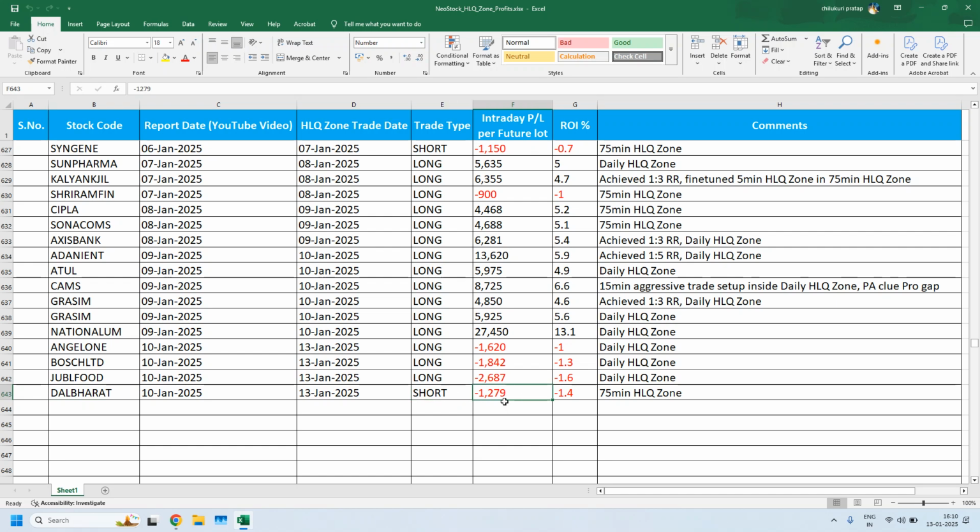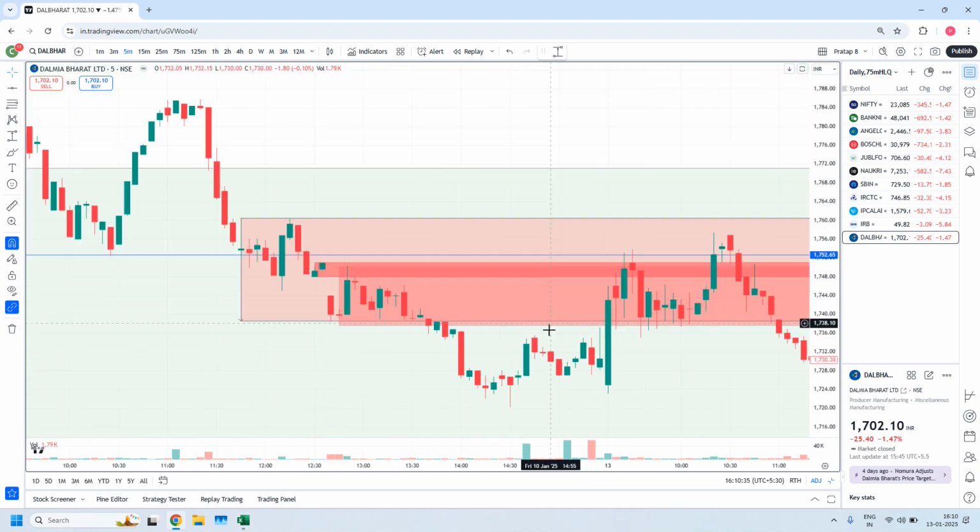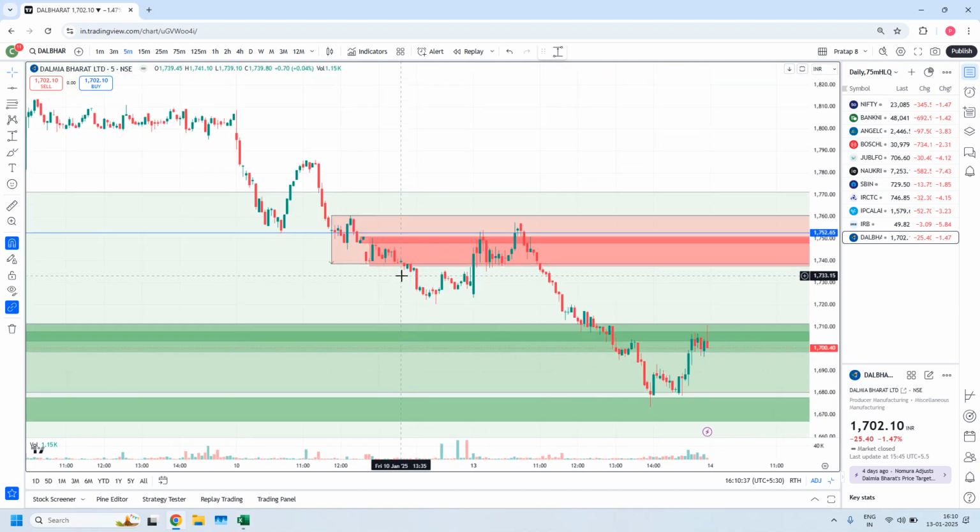So we got a 1,279 rupees loss, which is minus 1.4% ROA. Meanwhile, Jubilant Foods has given a 2,687 rupees loss, which is minus 1.6% ROA. All these zones, these are the problems we got. And it looks like two more trades are stopped out, but we don't consider them. One is IRCTC and another one is IPCA Lab. Why don't we consider them? We have fine-tuned zones in both the stocks.